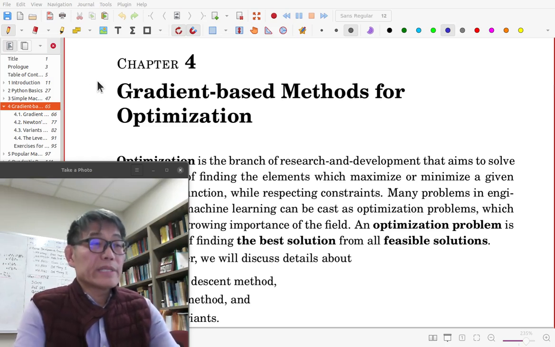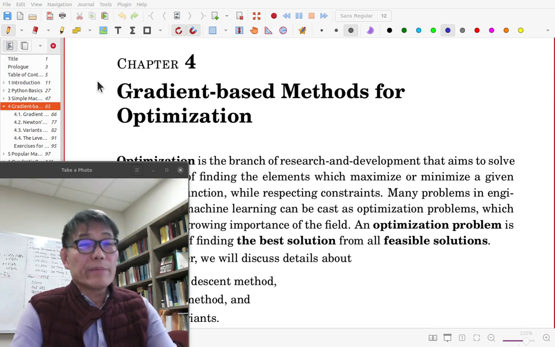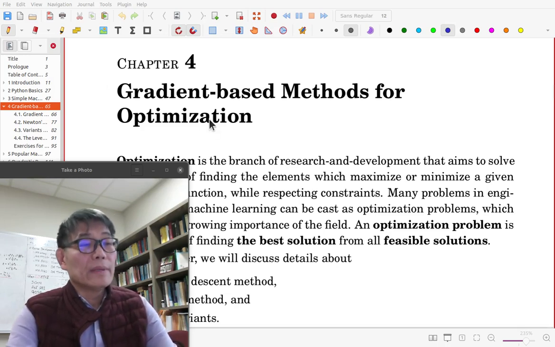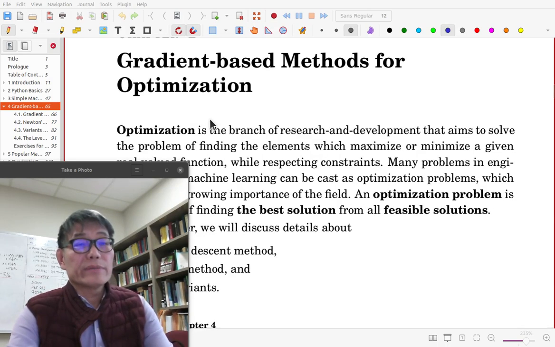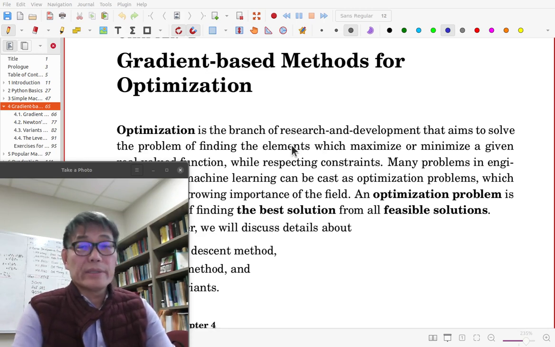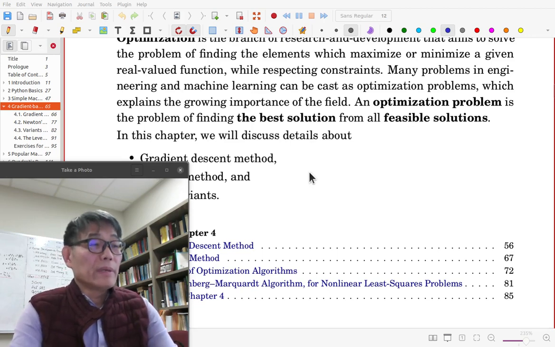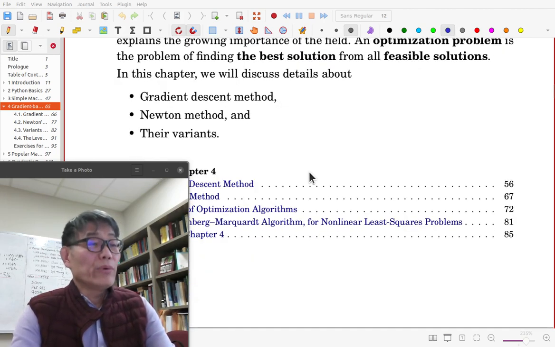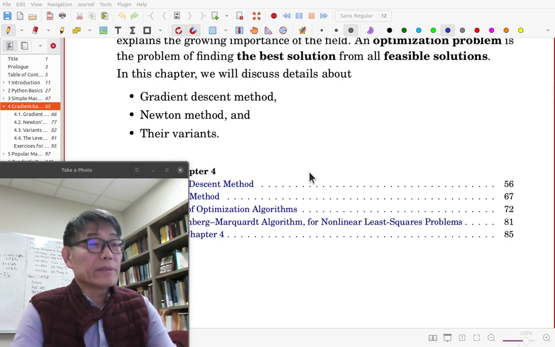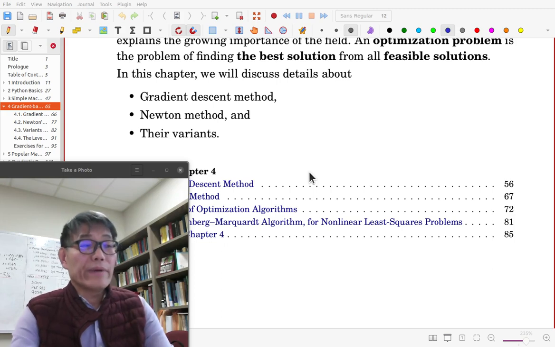Now we'll begin Chapter 4, Gradient-Based Methods for Optimization. Optimization is a branch of applied mathematics that aims to find the minimizer or maximizer of a given function. An optimization problem is the problem of finding the best solution from all feasible solutions. In this chapter, we'll study the gradient descent method, Newton's method, and their variants.